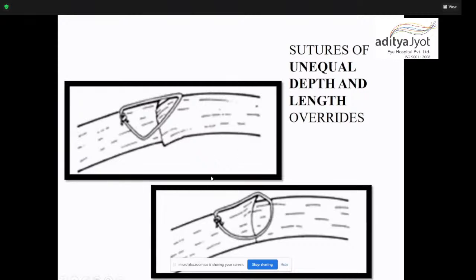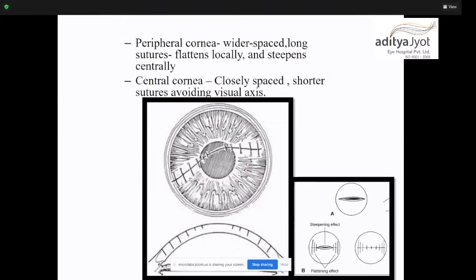So overriding and other complications happen because of the unequal depth and length. So please, with practice, I think all of these techniques can be improved, and you can avoid a lot of astigmatism and corneal blindness as well. So when you have a limbus to limbus corneoscleral tear, probably you have to use long sutures peripherally, and then in the central cornea you have to use closely spaced shorter sutures, avoiding the visual axis.